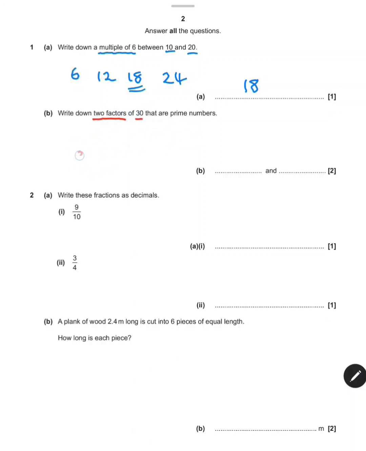Well, the factors of 30 are all the numbers that times together to make 30. So we've got 1 times 30. We've got 2 times 15. We've got 3 times 10. And we've also got 5 times 6. They are all the numbers that are factors of 30. We want 2 of them that are prime numbers.